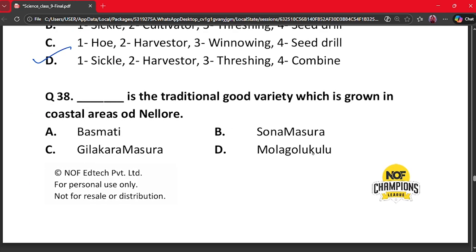Our next question is question 38. Dash is the traditional variety which is grown in coastal areas of Nellore. A. Basmati, B. Sona Masura, C. Gilkara Masura and D. Mulagulukulu. The correct answer is Mulagulukulu. Why? Because Mulagulukulu is a traditional variety grown in coastal Nellore areas. So option D is the correct answer.